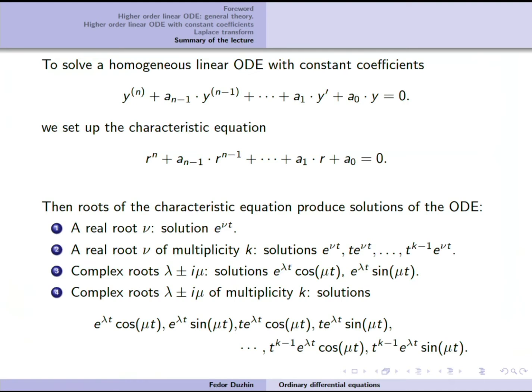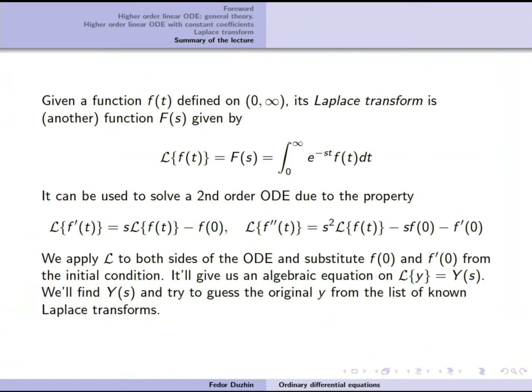And then if you count carefully, you will see that together they exactly account for the number of roots, which is the same as the number of solutions, and the same as the degree of the polynomial. That was the first theme of today's lecture, and the other theme is Laplace transform.